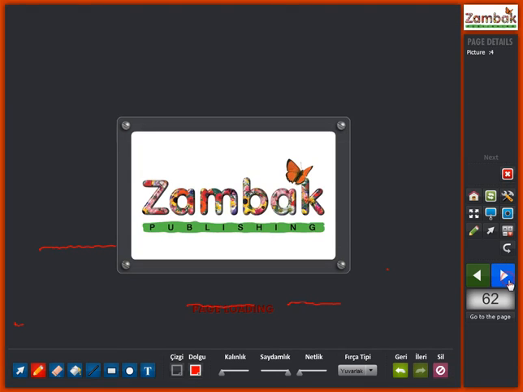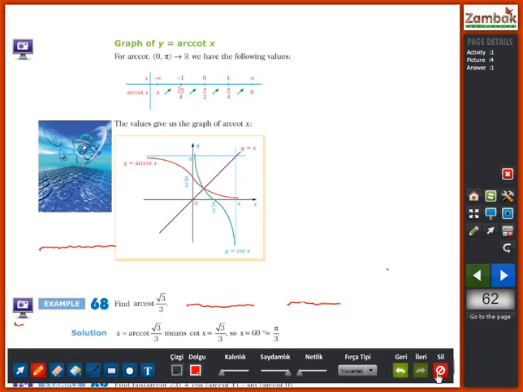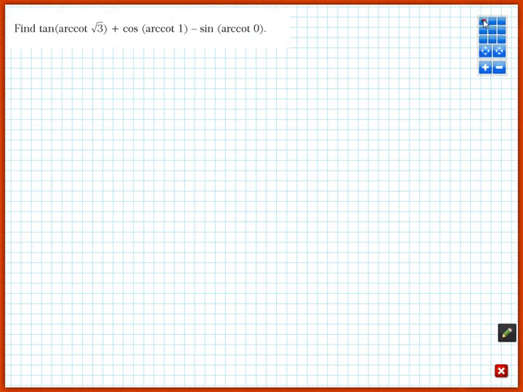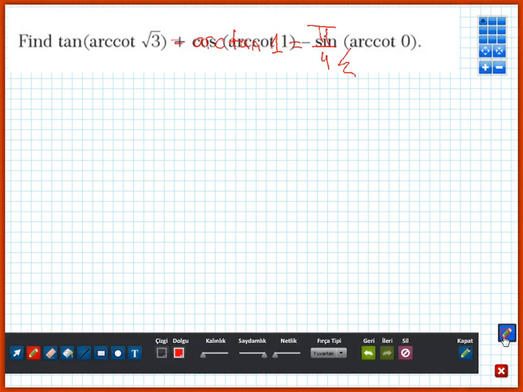Okay, let's give examples. Let's solve this one. Look here, we have tangent of arccotangent root 3. This is the question. We have to find the angle between 0 and pi for which cotangent will be equal to root 3. And that angle is 30 degrees, that is pi over 6.